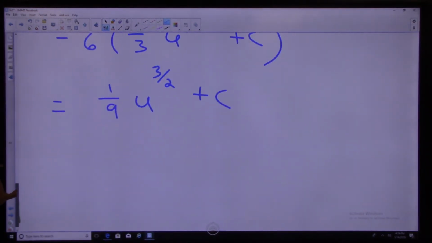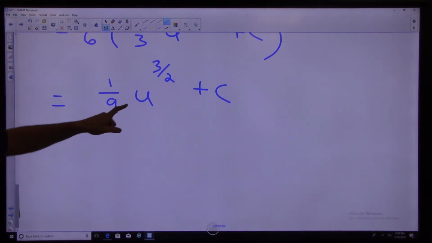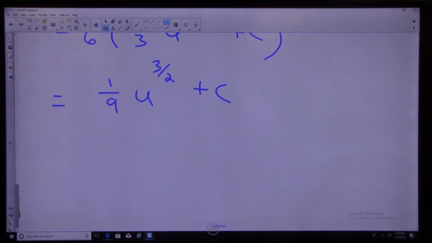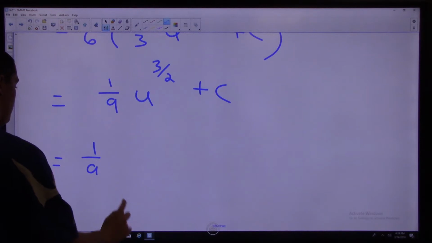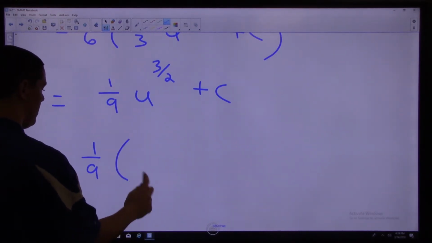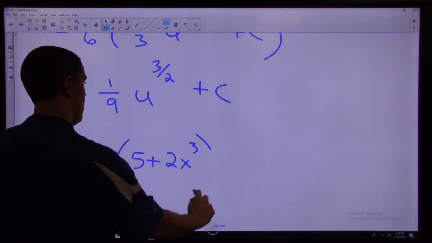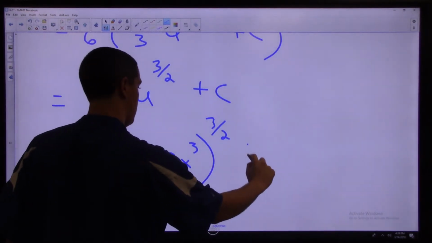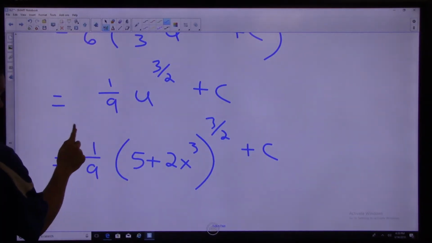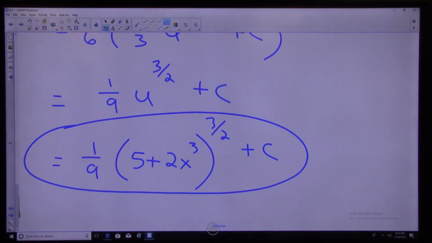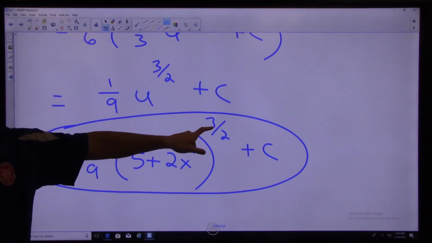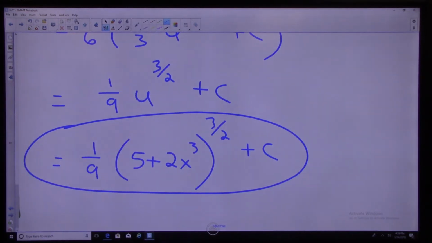And now at the end, when I've got everything, I'm going to plug in what we let u equal to. All right, so here we go. It's going to be 1/9 times, I think we let u equal 5 plus 2x cubed, to the 3/2 plus c. So that right there is going to be my answer. You don't have to worry about distributing the 1/9 because of that 3/2 power. We can't distribute inside there. Okay? So that is it, guys. That is our answer. But I'm going to keep going.